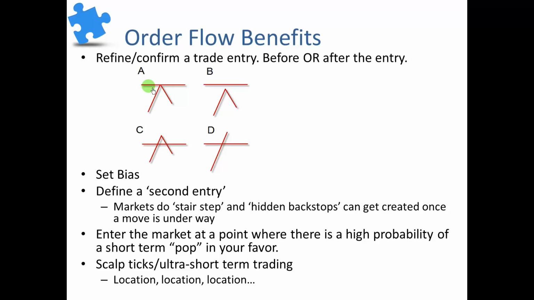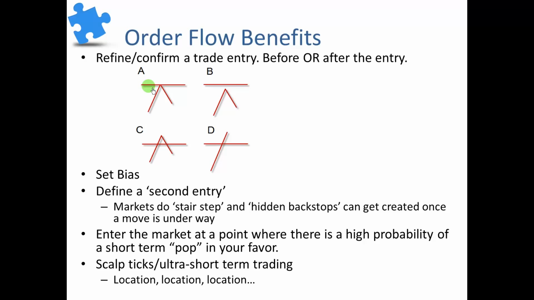You can also use order flow to set a bias, and that's very simple. When the flow is biased upside, you only take long signals, and when the flow is biased downside, you only take short signals. And I'll show you how I do that later on.